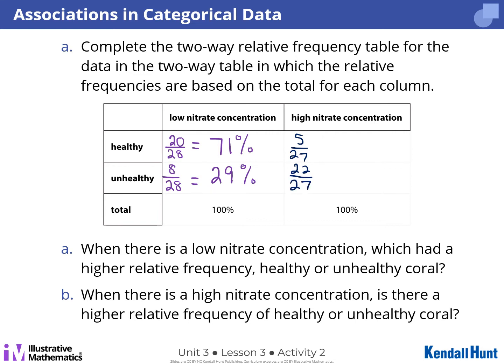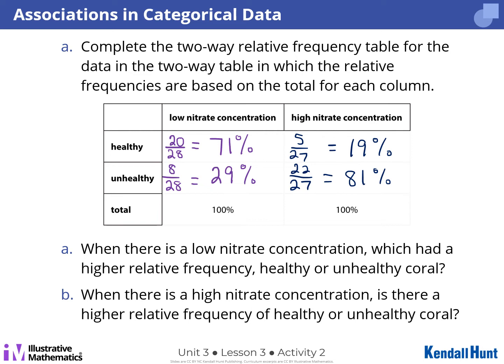5 divided by 27 times 100 gives me 19% if I round to the nearest percent. 22 divided by 27 times 100 gives me 81% if I round to my nearest percent. 19% plus 81% is my 100% total. So now let's answer question A and question B.